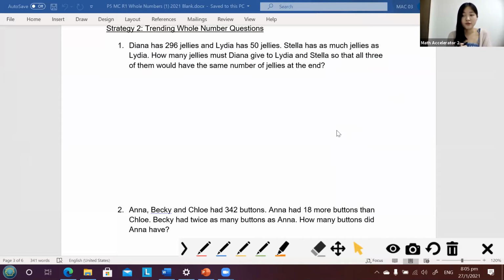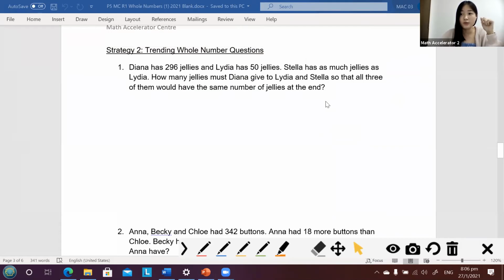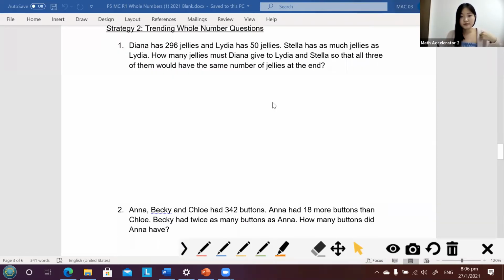Okay, so we finished our simultaneous equation section. Now we'll be doing our trending whole number questions. So these are pretty common types of whole number questions. We'll go through it and I'll show you the step-by-step method of how to solve them. Okay, let's take a look at question 1.